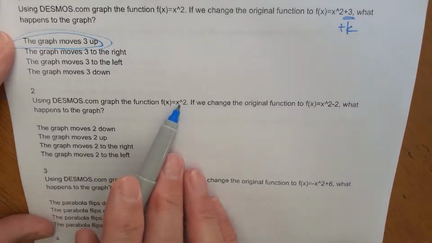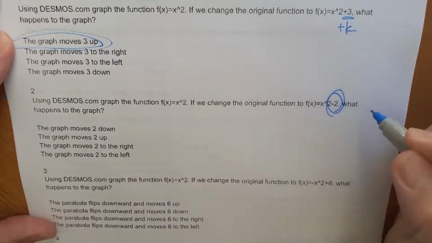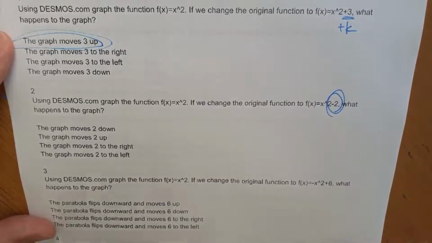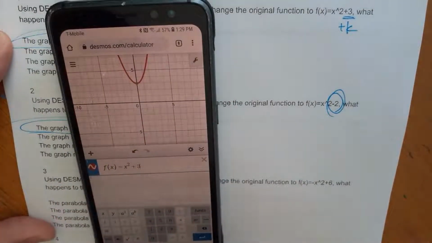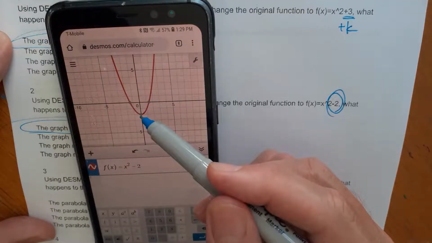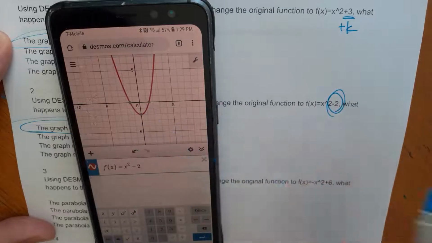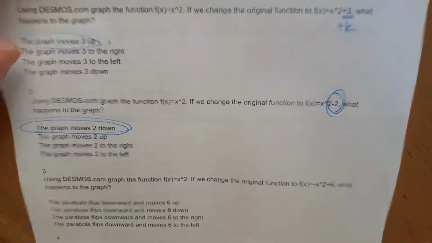So now we start with x^2 again. Now they want us to do a minus 2. We already know what it does. It moves it down 2, and if you don't believe it, go right back to this thing and just put in minus 2 here. Well, let's delete this out and say minus 2. There it is. See how it's down here now? Crossing at minus 2. So that's cool. Let's see what the next one is.